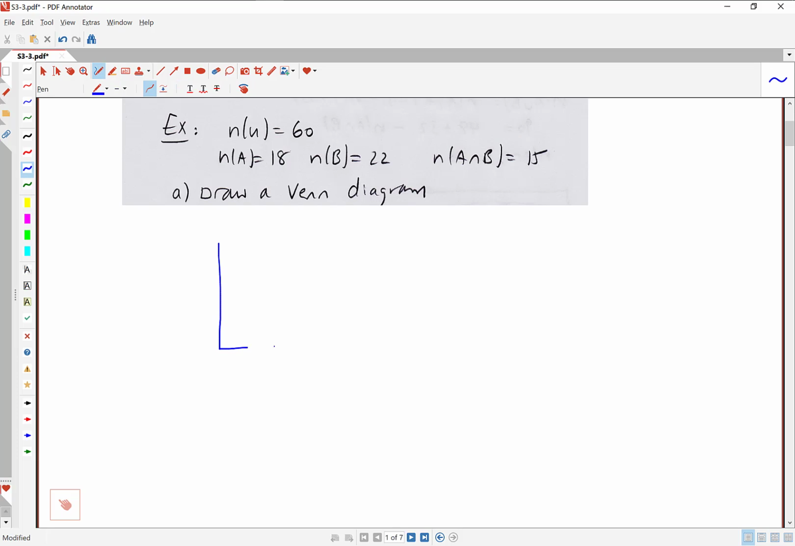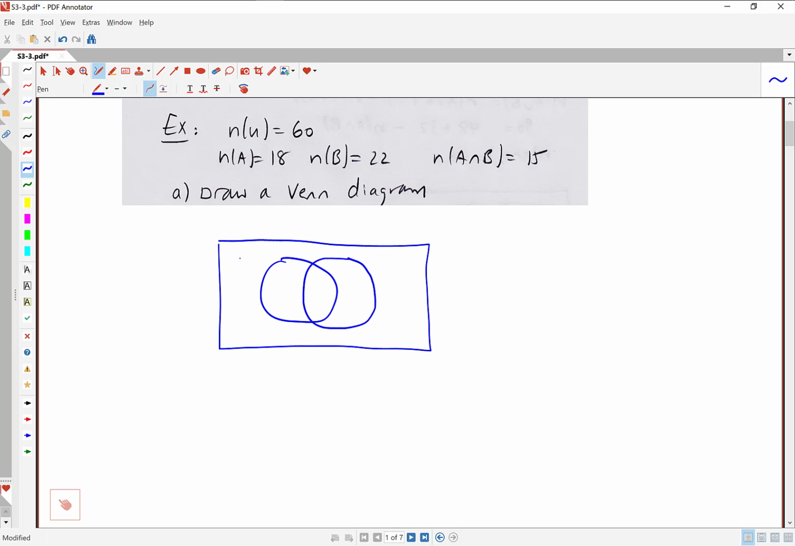So we'll represent our universal set with a rectangle. We're going to represent our sets A and B with circles that are overlapping. And there's just one piece of information here that leads us to a basic region, and that is this fact here. There are 15 elements in the intersection of A and B. So we've got 15 elements in here. Remember, A intersect B, that's the region that's common to the two circles. And from there, we can work our way outwards.